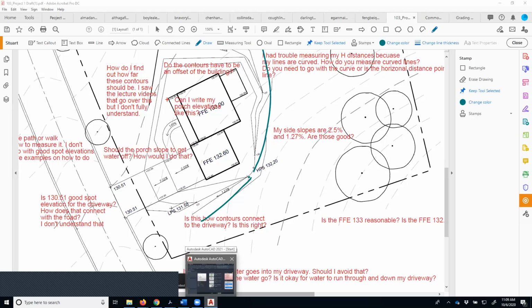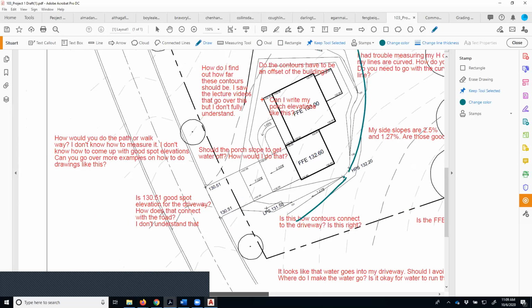These are all really good questions, by the way. How would you do the path or walkway? I don't know how to measure it. I don't know how to come up with good spot elevations. Can you go over more examples of how to do it on a drawing like this?